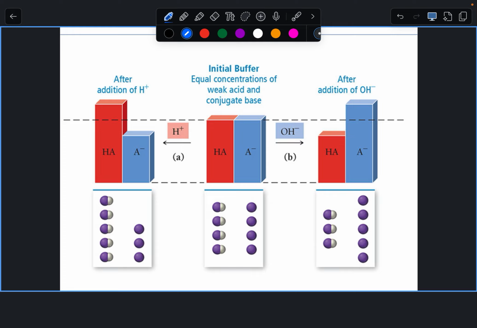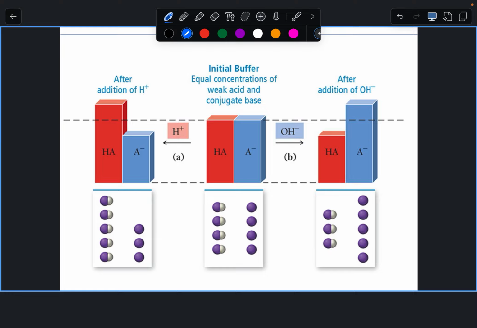So we want the pKa to be near the pH we're looking for. We want there to be a lot of the weak acid and the conjugate base. And then the third thing is we want them to be in close amounts to each other. In the middle one, I have them drawn as equal, which would be ideal, like 1 molar and 1 molar, or 2 molar and 2 molar. You don't really want it to be like 2 molar and 1 molar, or even worse, 2 molar and 0.5, because then you won't have enough of one or the other to buffer in either direction.